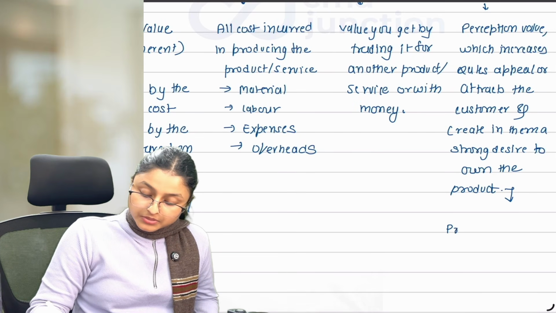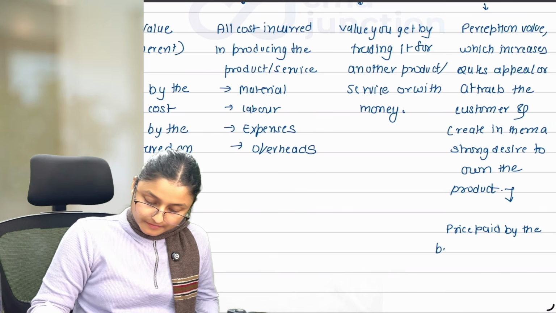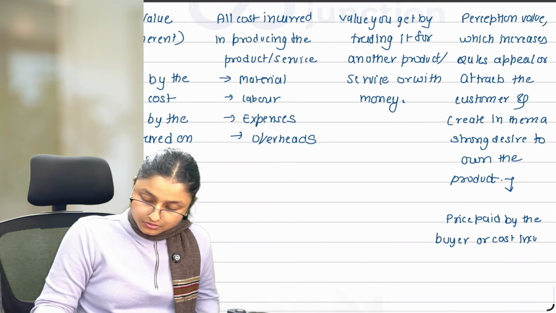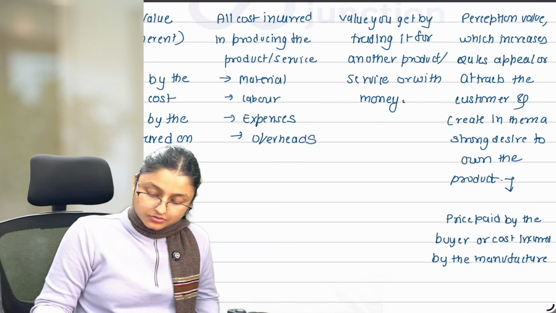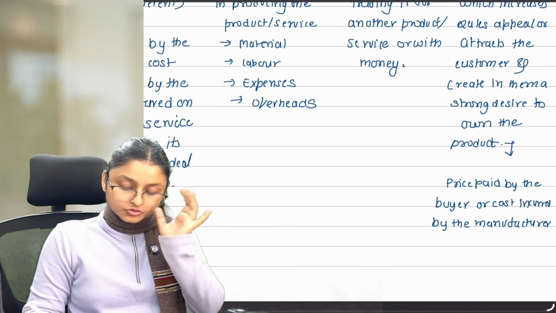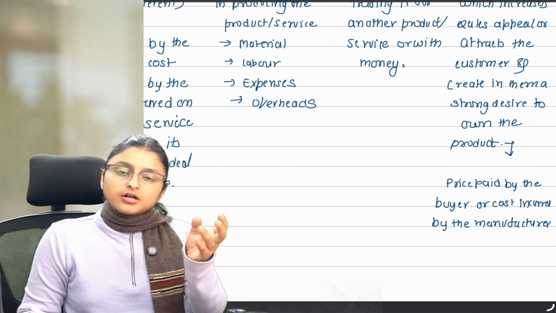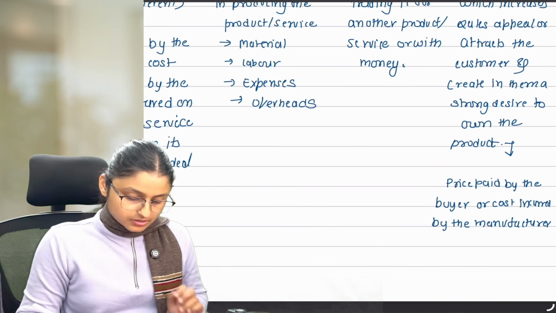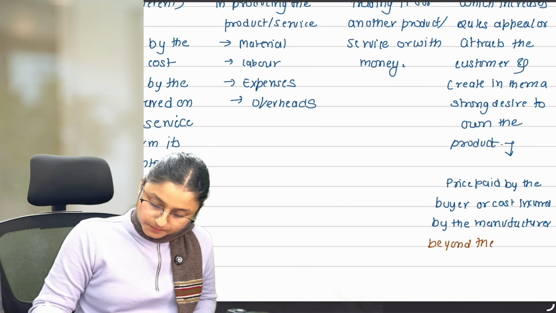This will be calculated in money form as price paid by the buyer or cost incurred by the manufacturer beyond use value. So over and above use value, whatever price the customer has paid is coming from esteem value, and over and above use value, whatever cost the manufacturer has incurred is for esteem value beyond the use value.